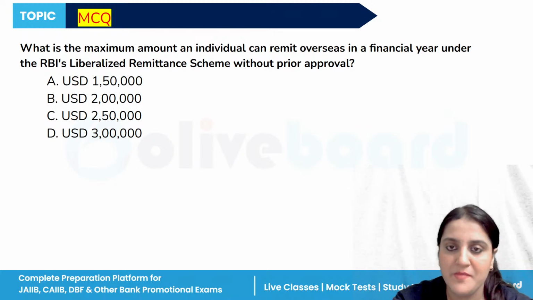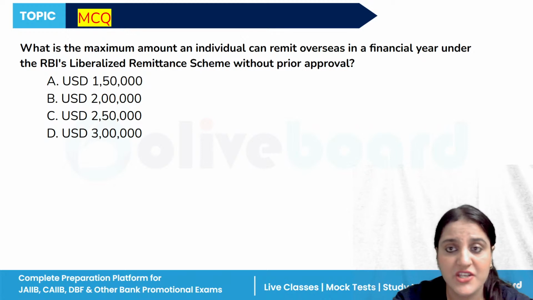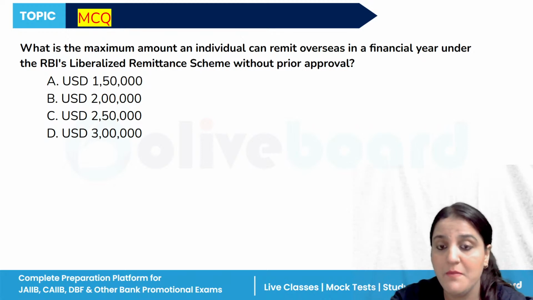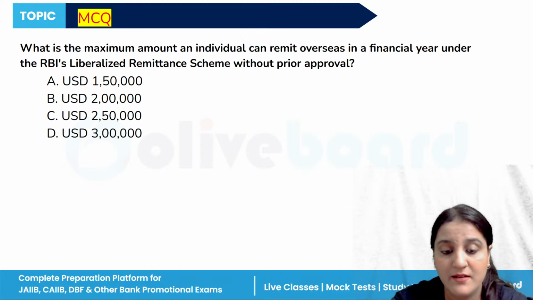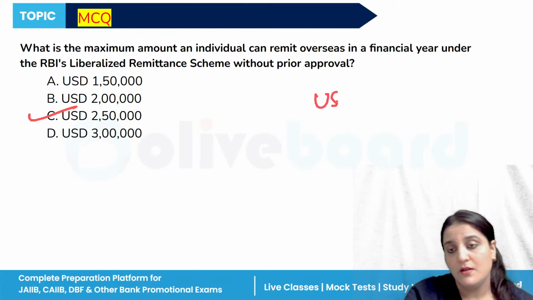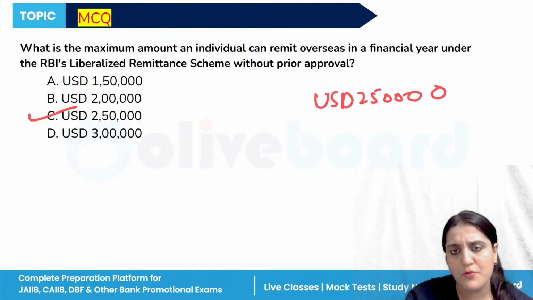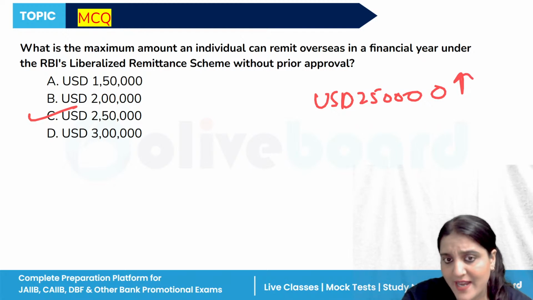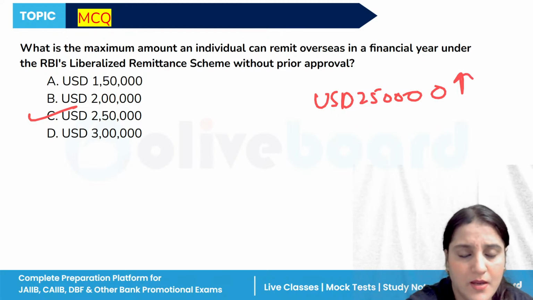So what is the maximum amount that an individual can remit overseas in a financial year under the RBI Liberalized Remittance Scheme without prior approval? And we know that under the LRS, US dollar 2,50,000 is allowed without any type of approval, but more than that needs the approval from the RBI. Understood?